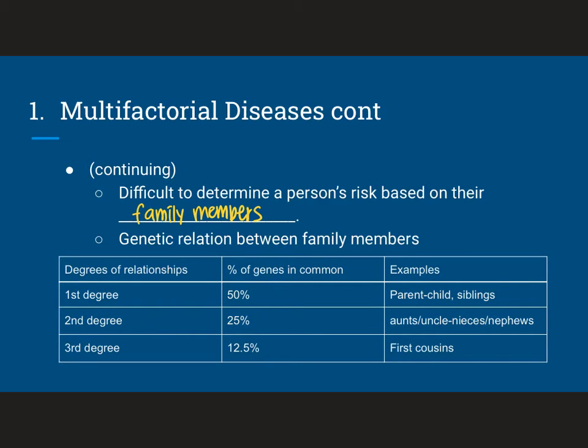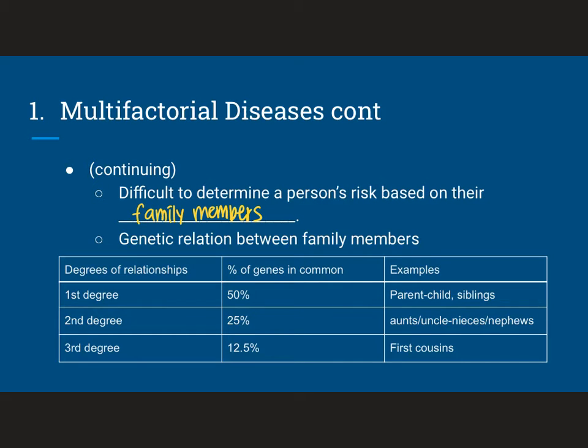So the reason why is because you are going to receive half of your genes from your mom and half of your genes from your dad. So obviously, if you are a child, you're going to share half of your genes with one of your parents and the other half with your remaining parent. Same thing with siblings. So you are going to have 50% of genes that are in common. So chances are you may or may not receive that certain genetic component that your mom or dad may have.